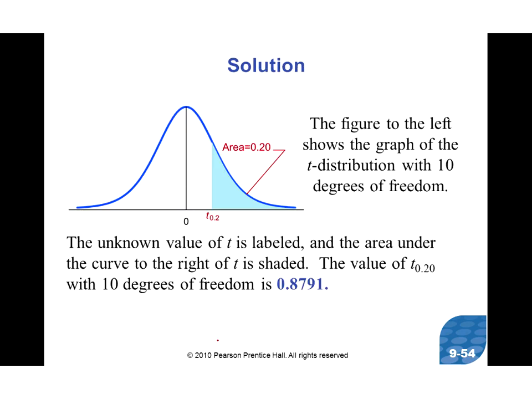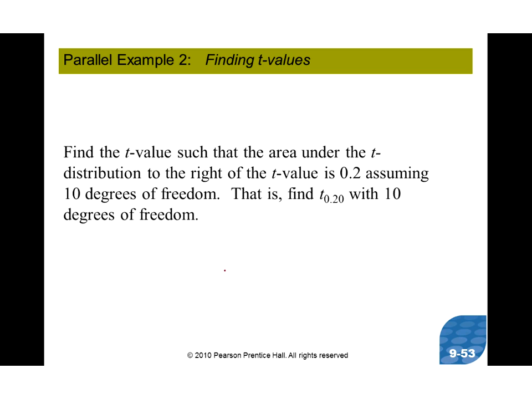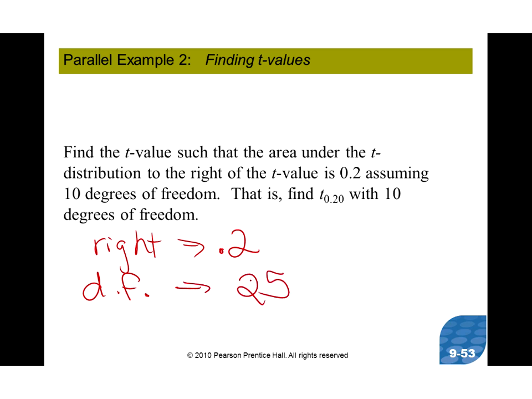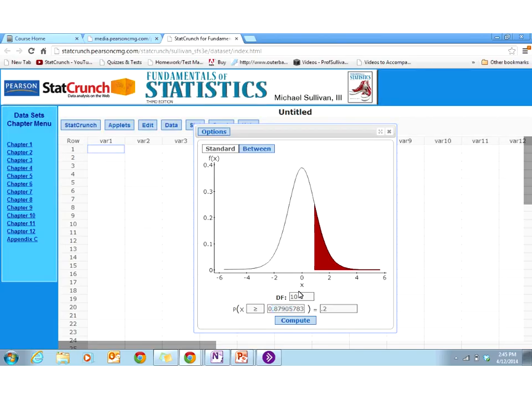All right, let's just do one or two more examples. Again, let's say the area to the right is 0.2, but your degrees of freedom is 25. Let's get rid of this.